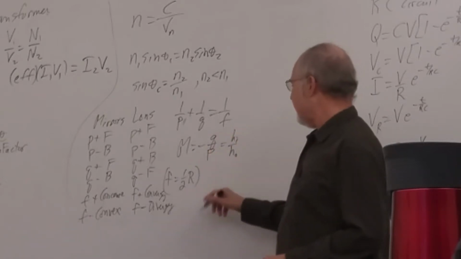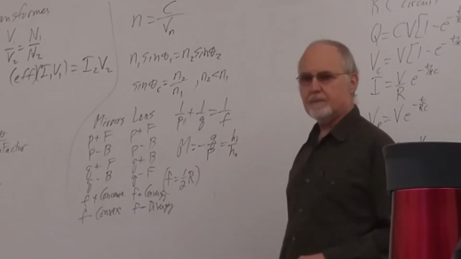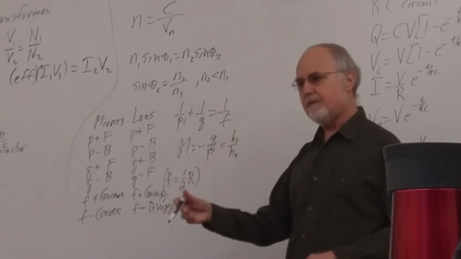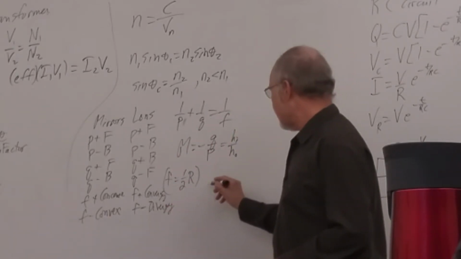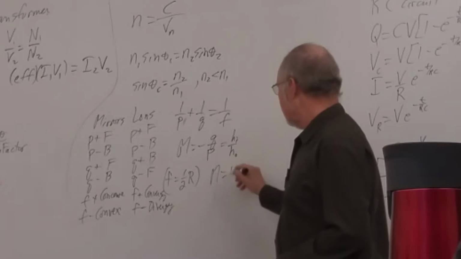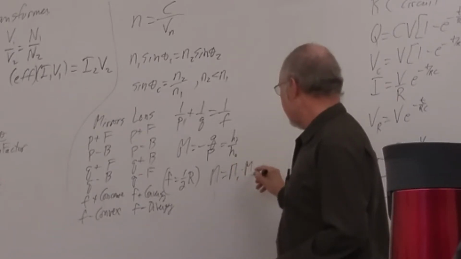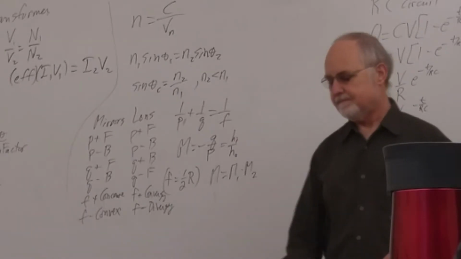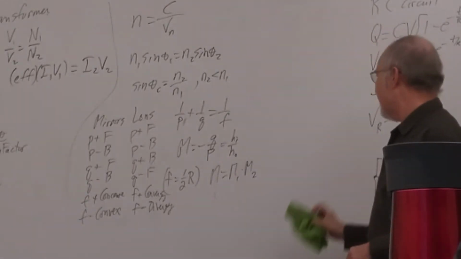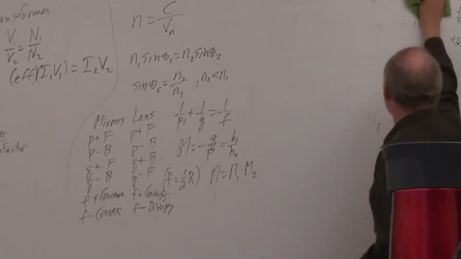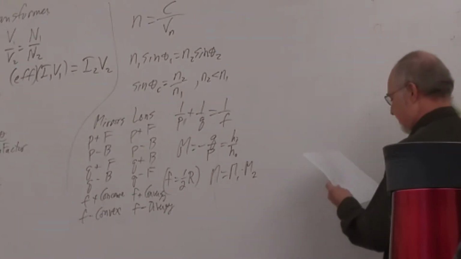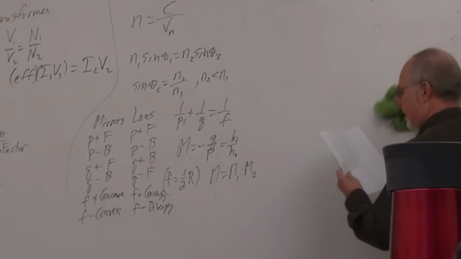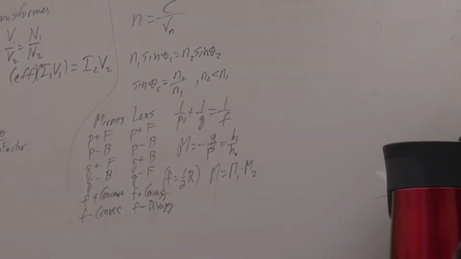And if it was a double lens type system, where the image of the first lens becomes the object of the second lens, then the total magnification is the product of the individual lens magnifications. We had those equations to deal with. So that was mirrors and lenses, which is part of chapters 32 and 33.